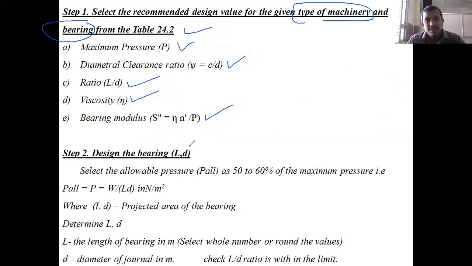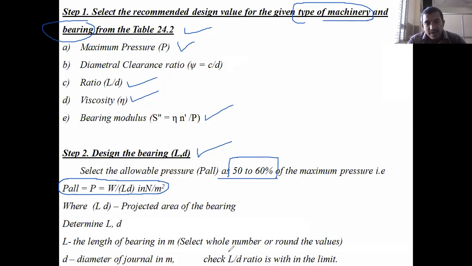Second step, design the bearing. What do you design here? One is the length of the bearing or the diameter of the journal. How do you design it? Take the allowable bearing pressure, which is equal to load by projected area. The allowable bearing pressure you have to select is 50 to 60% of the maximum pressure. Right? From this, determine the unknown and round up that value.